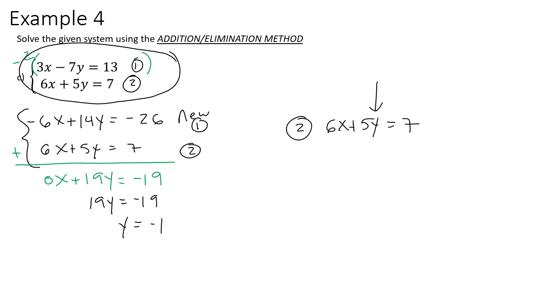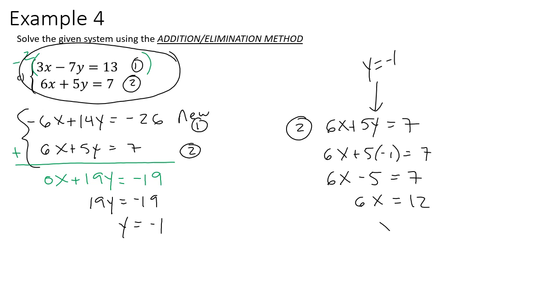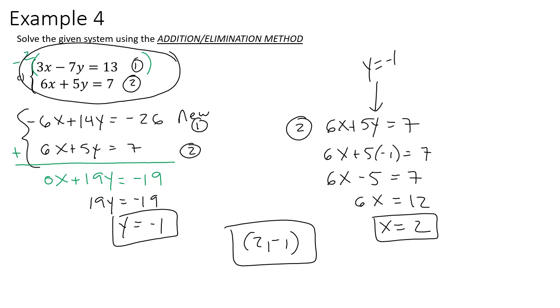So if I let y equal negative 1, I get that. Solving for x, I find that x is 2. So we can write our answer like that, or we can write it as an ordered pair, 2, negative 1. Either way is fine.